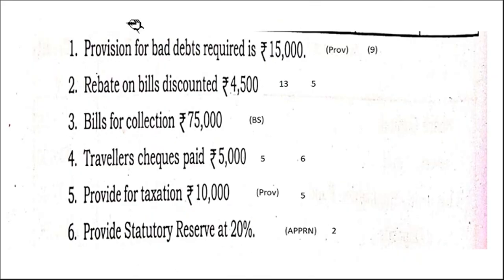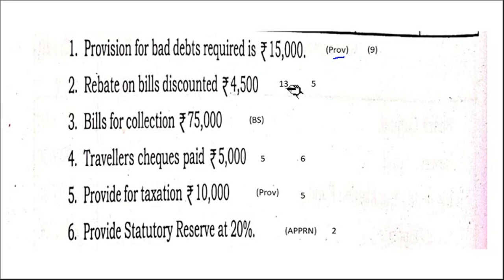And there are adjustments. Provision for bad debts required is 15,000. So provision for bad debts, all the adjustments will appear twice, right? So one we have to write under provisions, 15,000. Okay, provision is there. Then under schedule 9 as advances. So we are getting the advance, but there is bad debt. So we have to deduct.